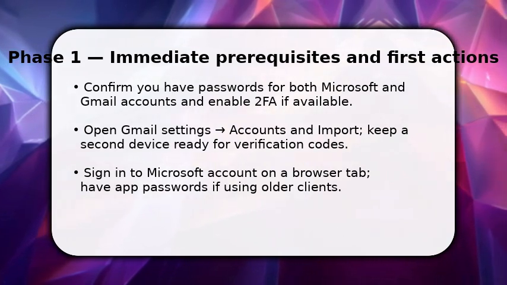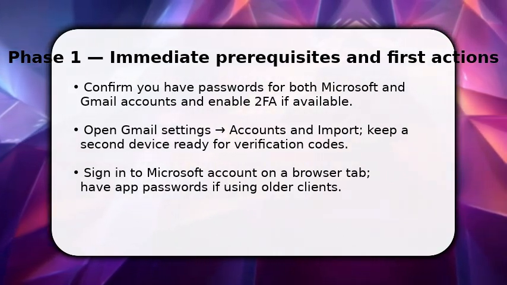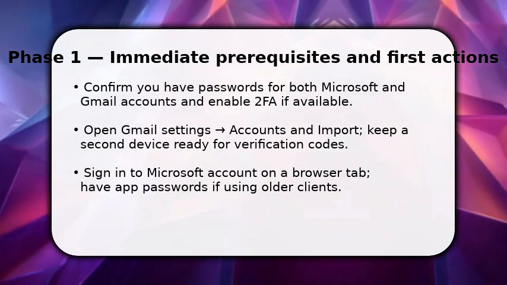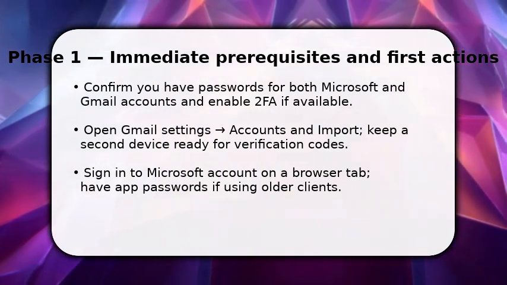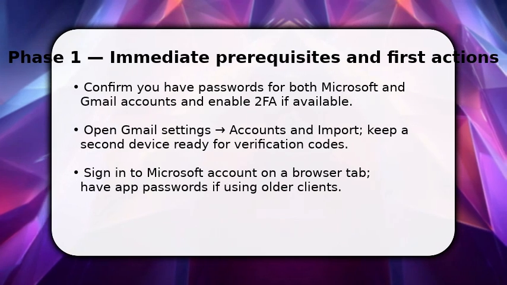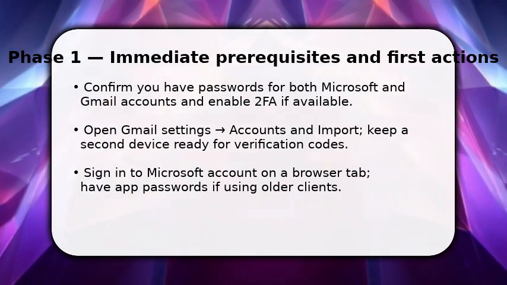Next, open Gmail settings, go to Accounts and Import. You'll use the Add a Mail account option. Make sure you can receive verification codes on your phone or backup email before proceeding.